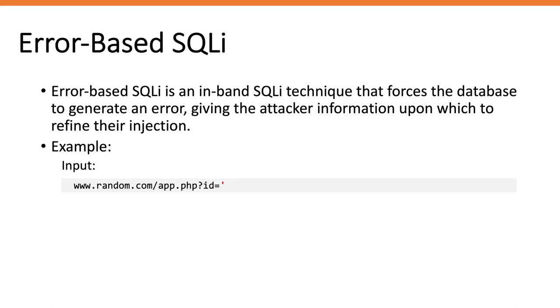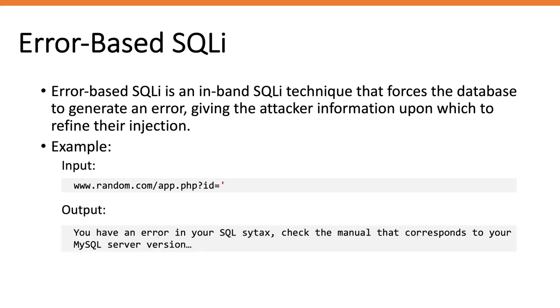In this case, we're putting a single quote in the ID field, and because that is a SQL character and this is vulnerable to SQL injection, that single quote will become a part of the query, and so it'll break the backend query and it'll output an error. An example error is: you have an error in your SQL syntax, check the manual that corresponds to your MySQL server version, blah, blah, blah. So in this case, it tells you that you're using MySQL. That's good information to know. It might also tell you the version.